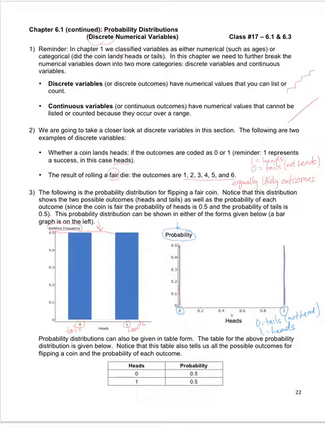All right. Moving on, probability distributions can also be given in table form. The table for the above probability distribution is given below. Notice that this table also tells us all the possible outcomes for flipping a coin and the probability of each outcome. So same thing we saw in the previous section. We've got our list of outcomes given, anything that can happen when you flip your coin. And we've got the probability that's associated with each of those.